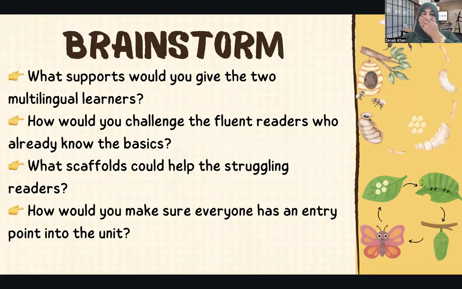So, while you're brainstorming, what are you going to think about? Think about what support would you give the two multilingual learners here. Okay, think about this real life classroom situation. So, anybody could be in place of Miss Jenny. You could be the one feeling this. So also think about how would you challenge the fluent readers who already know the basics. What scaffolds could help the struggling readers then? And how could you make sure everyone has an entry point into the unit?